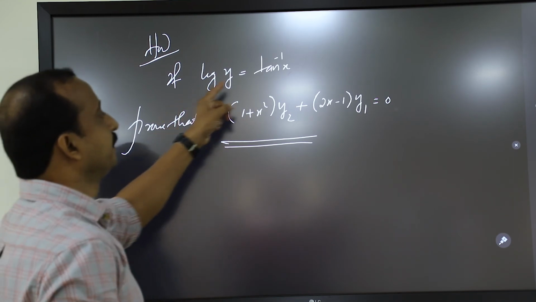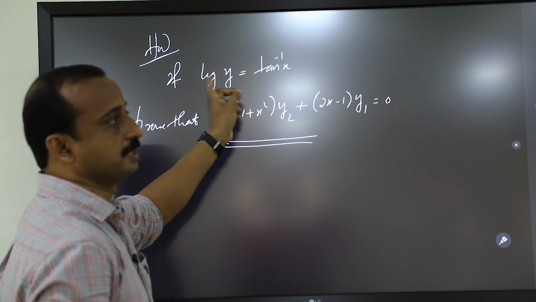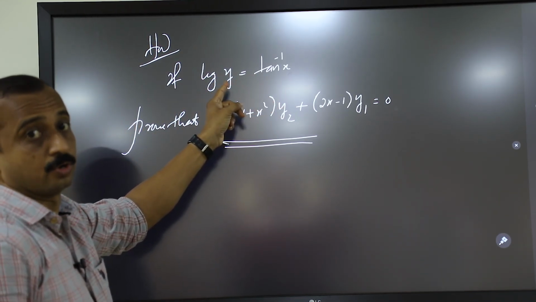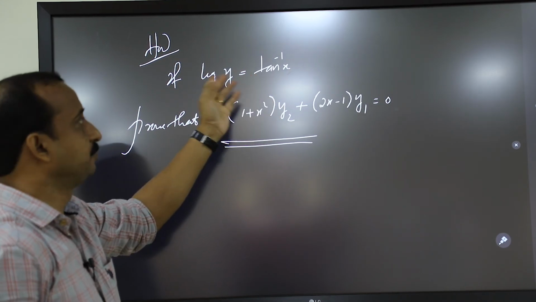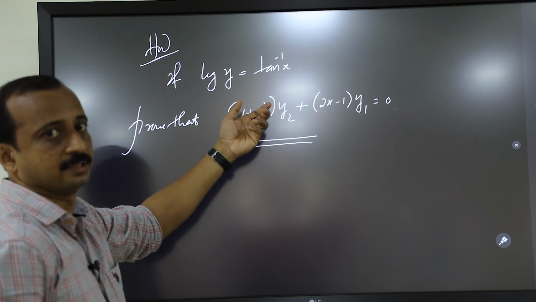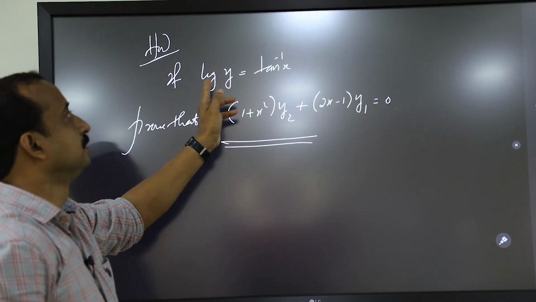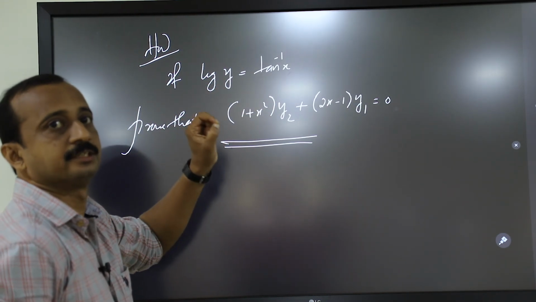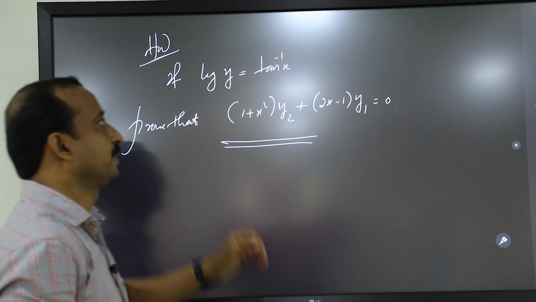Okay, log y equal to tan inverse x. First we apply the exponential on both sides, therefore e raised to log y equal to e raised to tan inverse x. That means our function can be converted to the form y is equal to e raised to tan inverse x. Then differentiate. Okay, e raised to log x is x and e raised to log y is y. Try to find the answer.